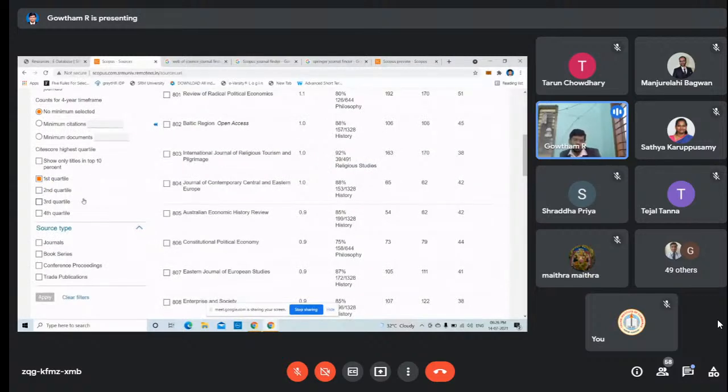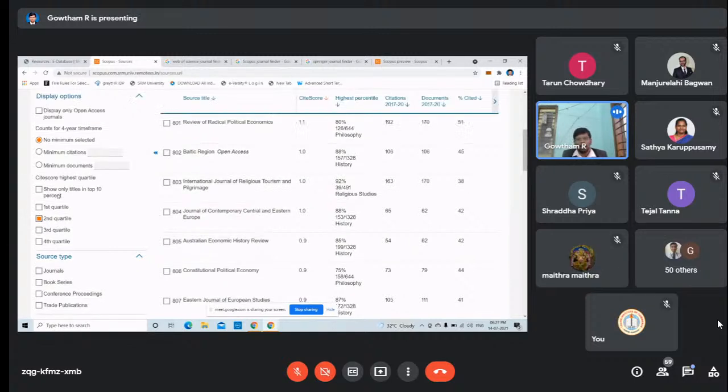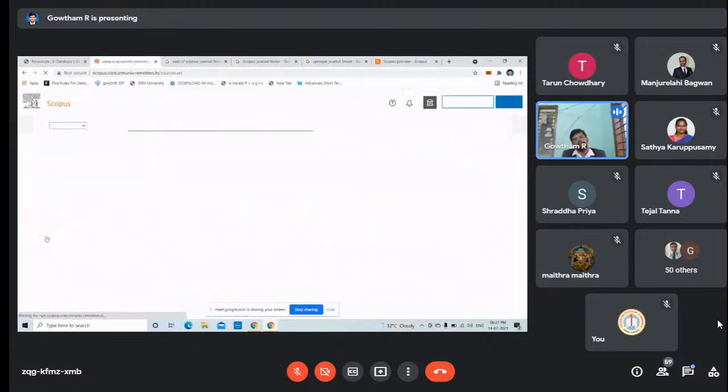Say for example, sir, now I don't want to immediately target Q1 because you already told me this is very high quality journal, and I also need something else. Then you can deselect this and check out Q2. If you think it is quite impossible for you to publish in Q1 because they will take more than 1 or 2 or 3 years to get your paper published, you can try out for Q2 and click apply.